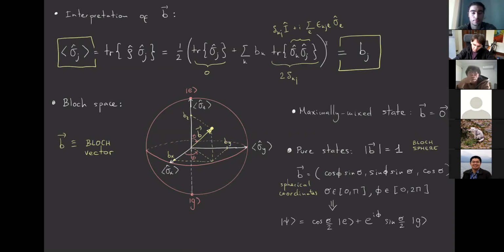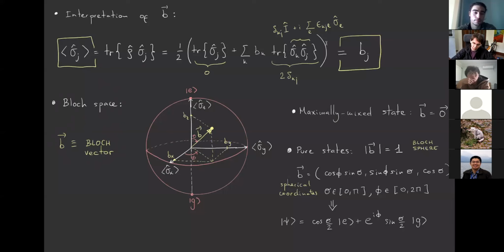On the other hand, when B is equal to 1, so the absolute value of B is equal to 1, this defines a sphere in this space that we call the Bloch sphere, and it's a very special manifold of this space, because the states that lie in that manifold, in this Bloch sphere, are pure, okay?